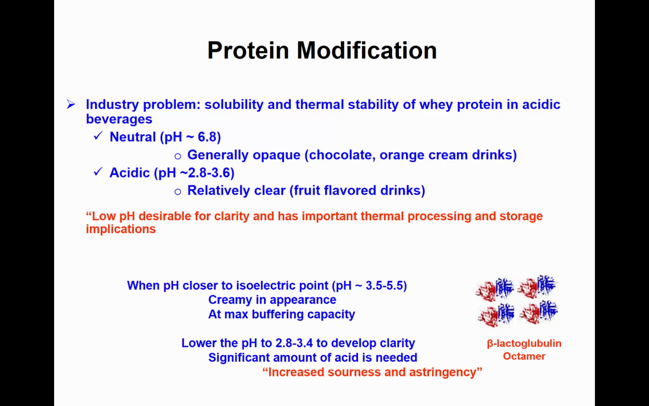To do that, you have to add quite a bit of acid because proteins are buffers. And the higher concentration protein you have in your beverage, the more acid you need to lower that pH. So if you have 1% protein or 5% protein, the 5% protein you need to add more acid to get to pH 3.4 or 3.2. So what ends up happening is you have a really sour beverage and astringent beverage. So now what? That's another problem that they're facing. So it's not just thermal stability and shelf life, there's also the flavor. You cannot go beyond a certain point and maintain a good flavor.